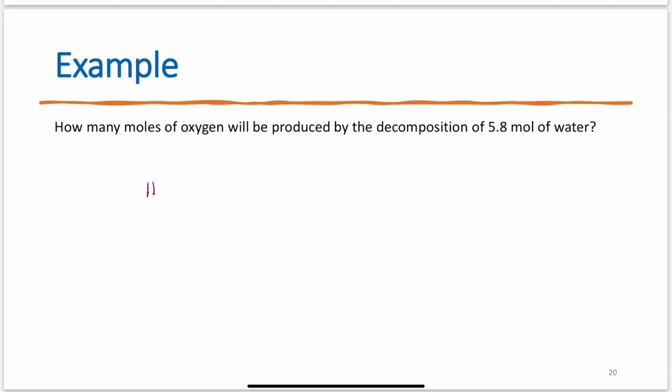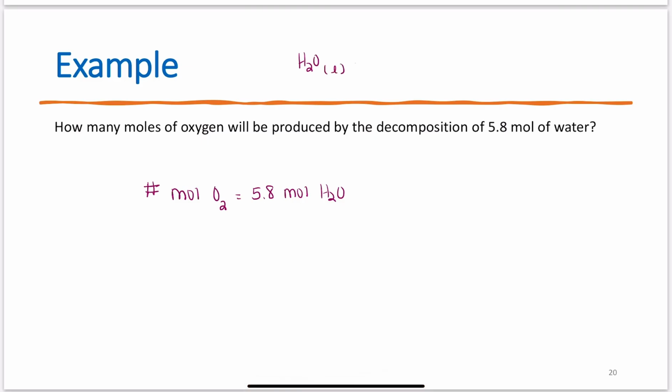So we're already in moles, so that's convenient. Write down what you want to know. You want to know number of moles of oxygen, and then write down what you're given. 5.8 moles of water. I don't have to convert to moles, I'm already there. But I need a balanced reaction here. I'm like, okay, moles of oxygen, decomposition of water, that's not helpful. I don't have a reaction yet. So let's go ahead and write one out.